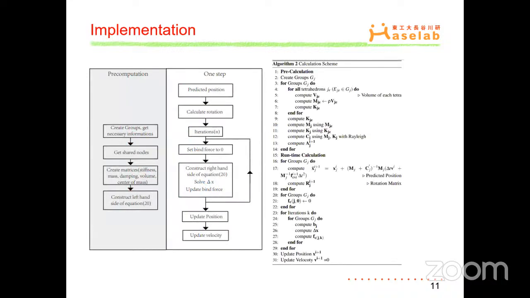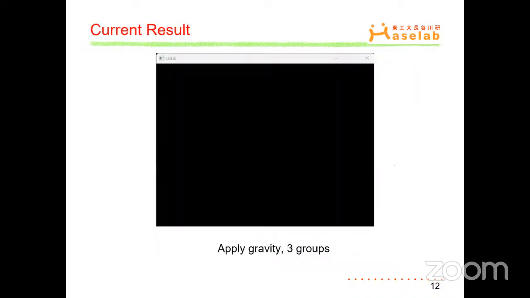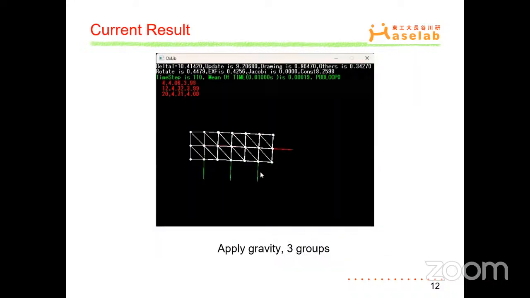The full computation is divided into pre-computation and runtime calculation. In pre-computation, we conduct group creation, shared nodes, and create the constant matrices. In runtime calculation, we calculate the time variant matrices, calculate the positions of each time step and update the positions and velocities. Now we get a deformation result like this.